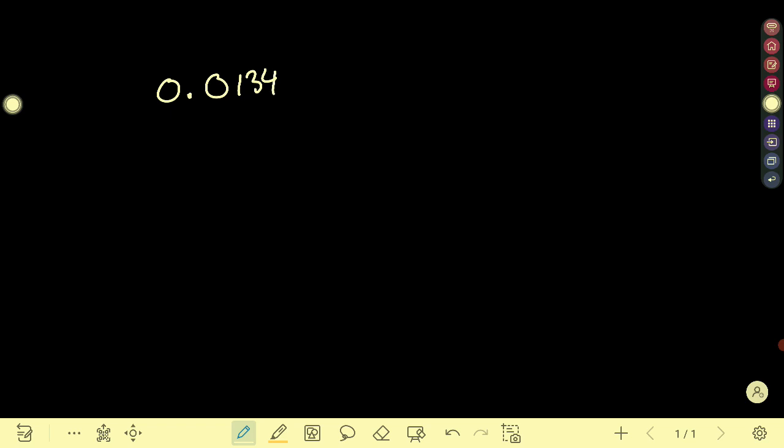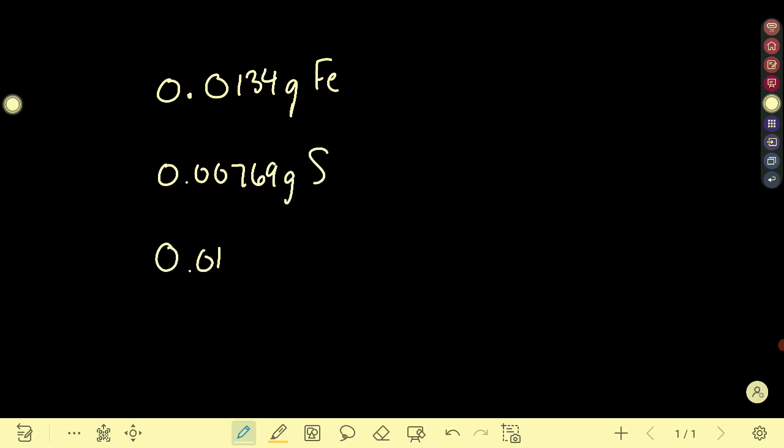0.0134 grams, and it's iron that we're talking about. And then it says 0.00769 grams sulfur and 0.0115 grams oxygen. So we've been practicing percentages and ratios because all an empirical formula is the ratio of how much each of these there are in this compound.